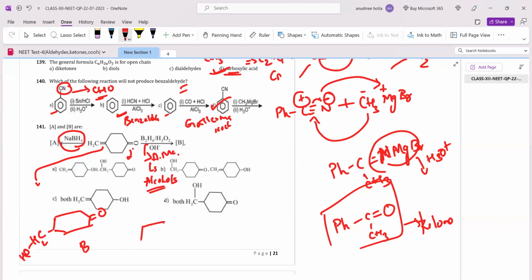So let's do the same. OH, and this part will remain intact, no changes. So the answer should be this. Do we have this? Yes, we have. Where is it? Okay, A is this, and B is this, right? So for question 141, option A is your answer.